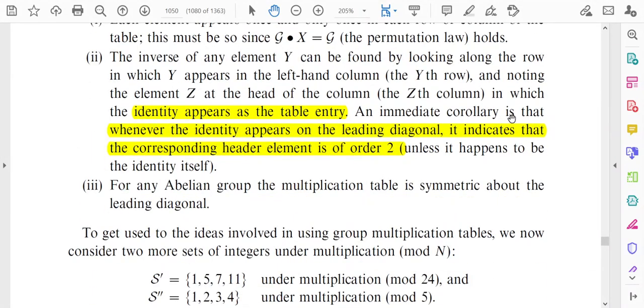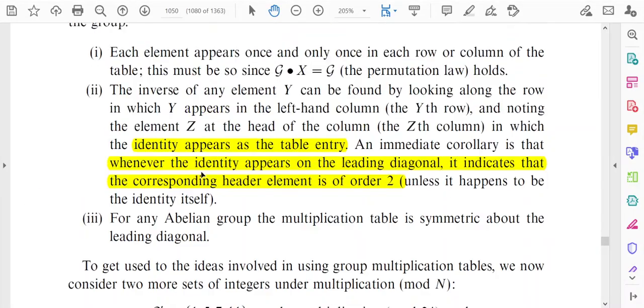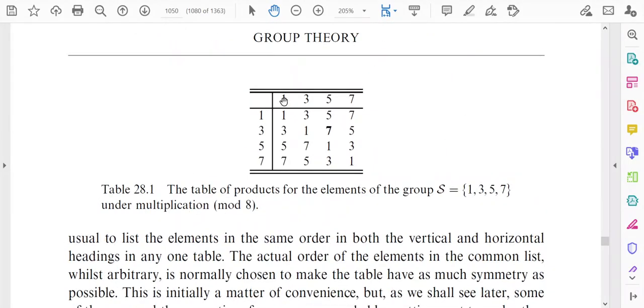An immediate corollary is that whenever the identity appears on the leading diagonal, it indicates that the corresponding header element is of order 2. For example, here 3 into 3 is equal to 1. So 3 to the power 2 is equal to 1. So the order of the element 3 is 2, unless it happens to be the identity itself. But 1 into 1 is equal to 1, but we will say that the order of 1 is 1, because this is the identity element.